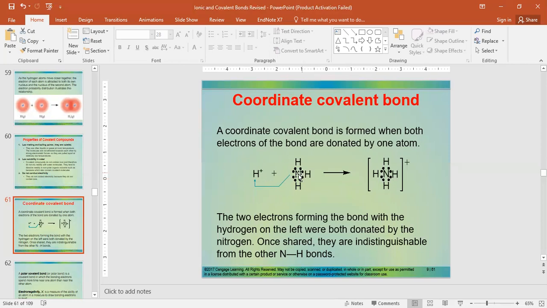It wants 2 electrons. But because there is a lone pair of electrons here, a non-bonding pair of electrons here, this non-bonding pair is going to be donated so that it can be shared with this hydrogen here. And that is when the ammonium ion is formed. So the 2 electrons forming the bond with the hydrogen ion were donated by the nitrogen. And these are what we call the lone pair of electrons. And the ones shared are indistinguishable from the other one.